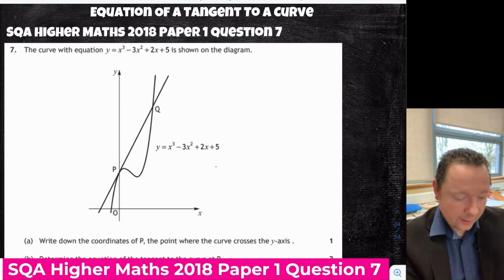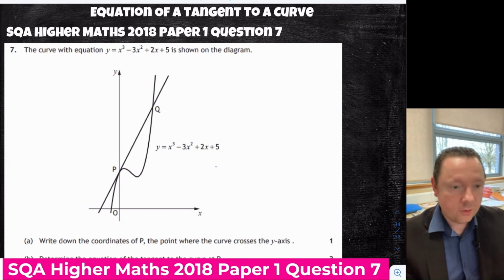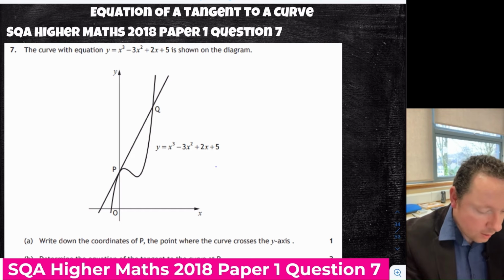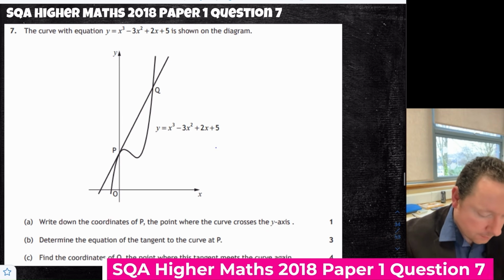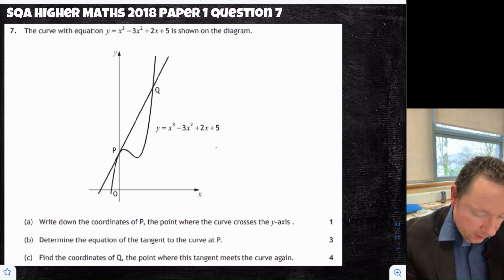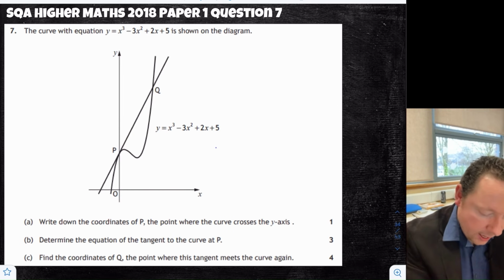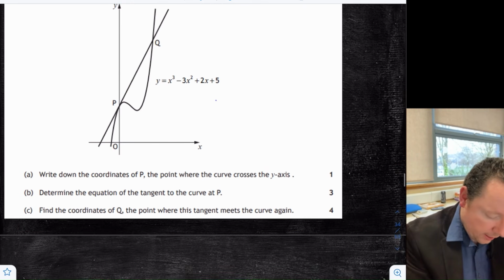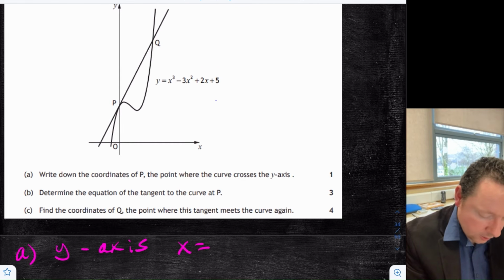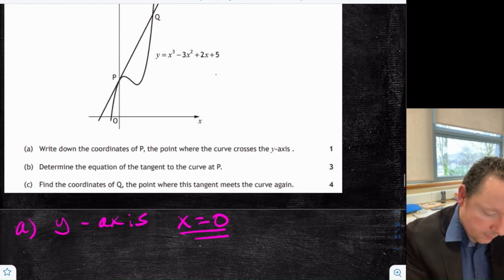SQA Higher Maths 2018, Paper 1, Question 7 for the equation of a tangent. You've got this curve shown in the diagram. Write down the coordinates of P, the point where the curve crosses the y-axis. So for part A, it cuts the y-axis when x equals 0. So subbing 0 in, that's really easy. 0 minus 0 plus 0 plus 5. When x is 0, y is 5, so it's (0, 5).